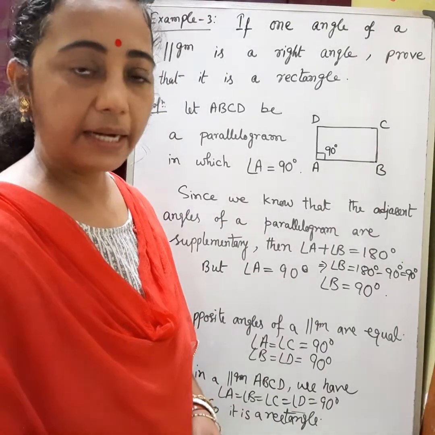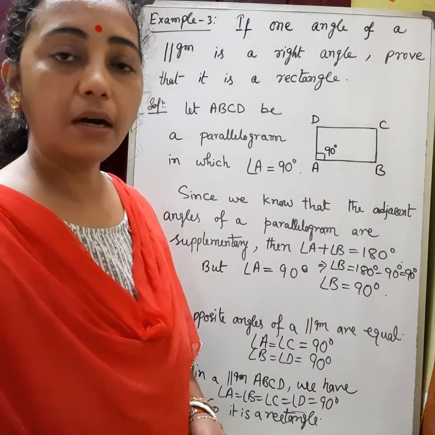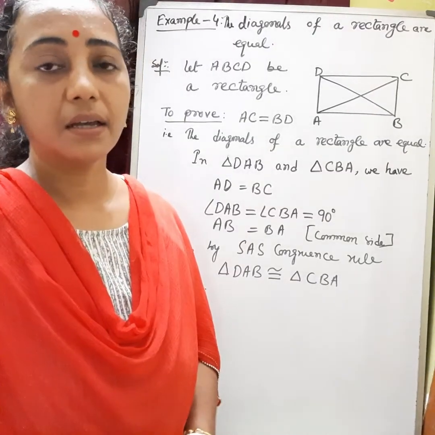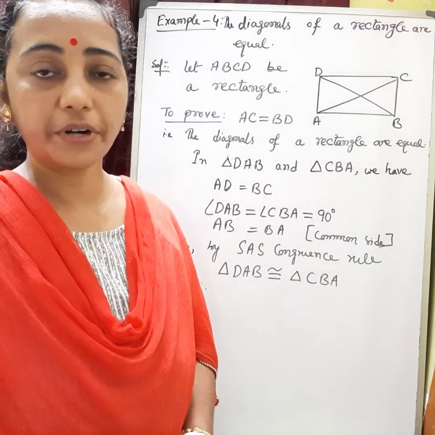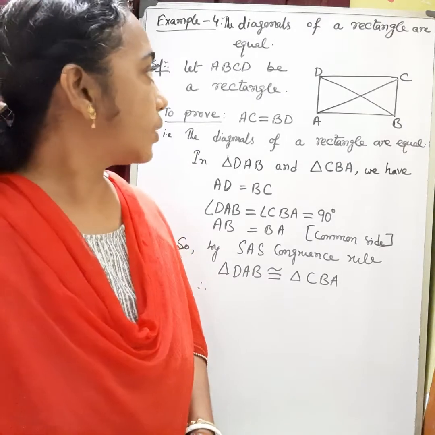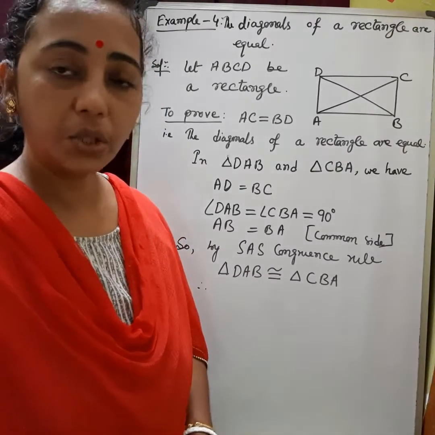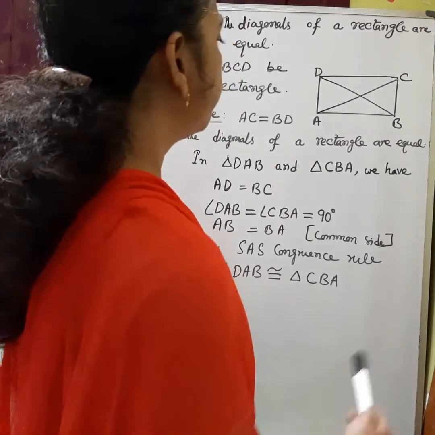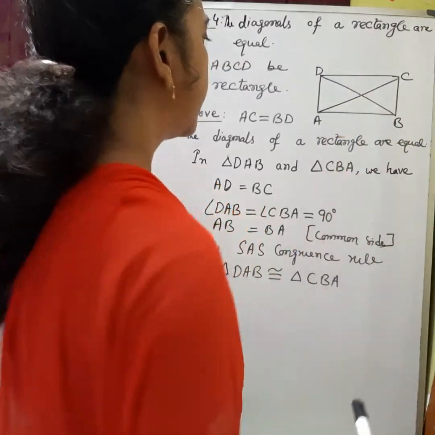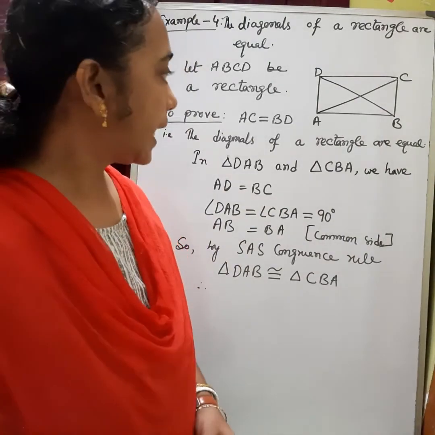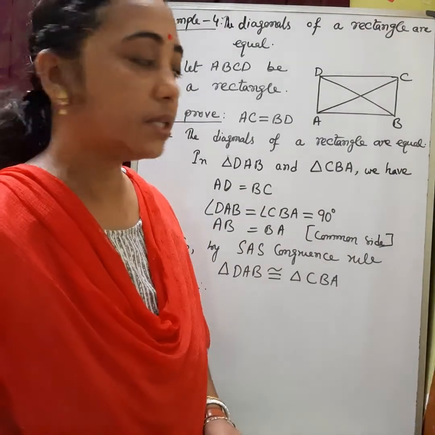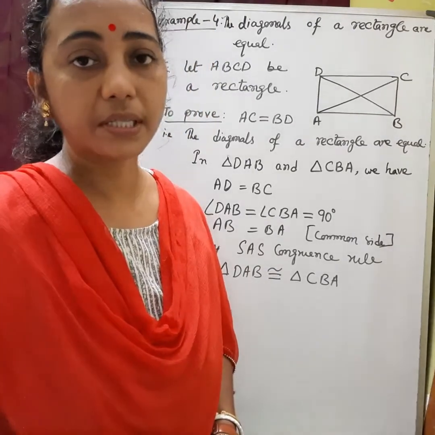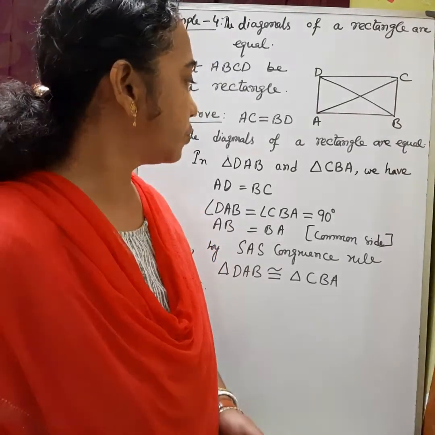So we can say that ABCD is a rectangle. Now let us see one of the important properties of a rectangle, that the diagonals of a rectangle are equal. Let ABCD be a rectangle, which is already shown here, in which AC and BD are the two diagonals. Now we have to show that the two diagonals are equal, that is AC equals BD.